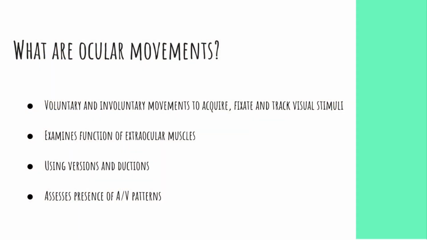Ocular movements are defined as voluntary and involuntary movements of the eye to look in a particular direction to acquire, fixate, and track visual stimuli. The muscles of the eye are used in order to look in the direction of an object of interest. In this context, ocular movements is the test performed by eye care professionals to determine whether the extraocular muscles are functioning normally. The test involves observing the eyes as they move across various positions of gaze.